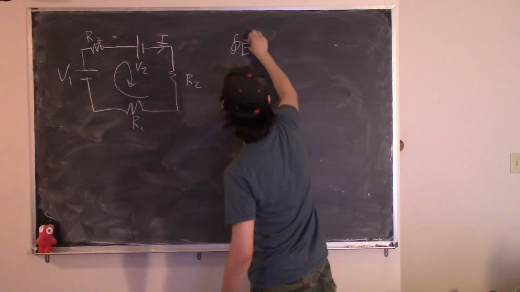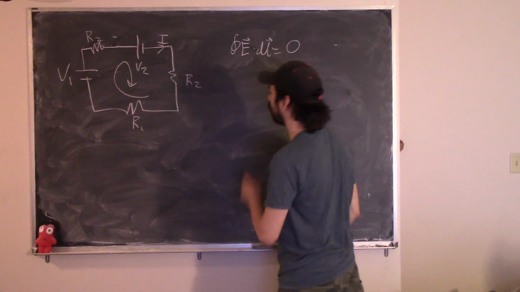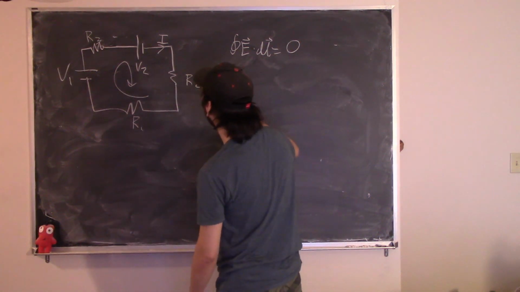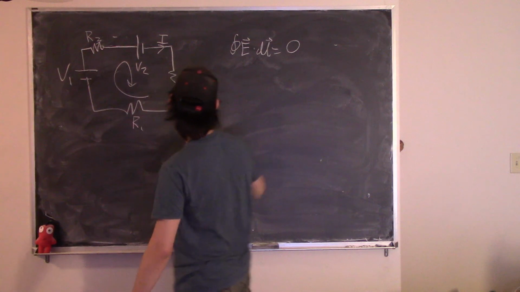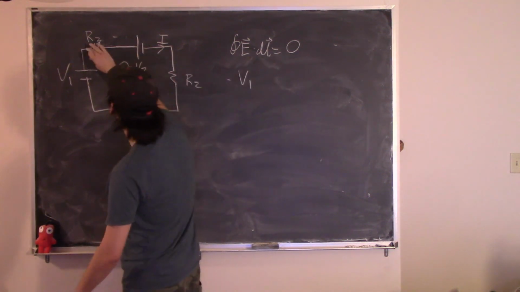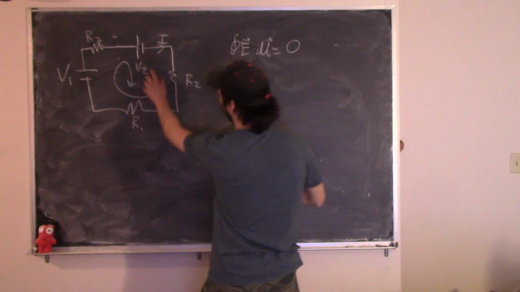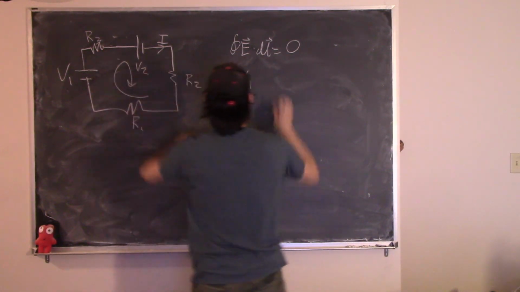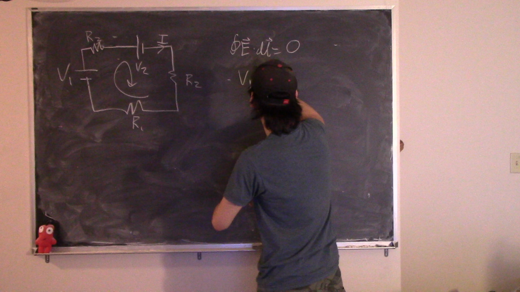Integral E dot dl is equal to 0, which says that when I'm going around this loop, I see the negative terminal of V1. This is minus V1. The current that goes through R3 is in the same direction as the loop. This is plus I R3. Then I see the positive side of the battery. This is going to be plus V2. Current here is in the same direction as the loop. This is going to be plus I R2. And then this part is going to be plus I R1 is equal to 0.